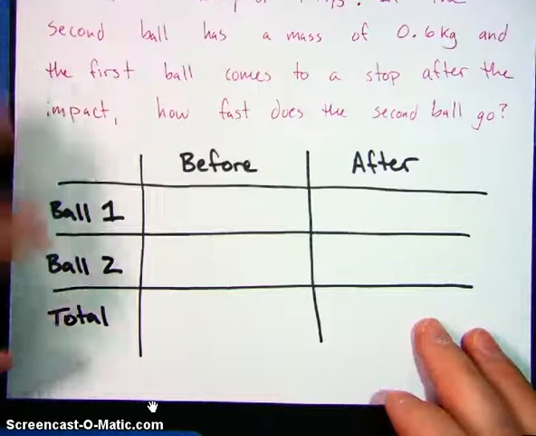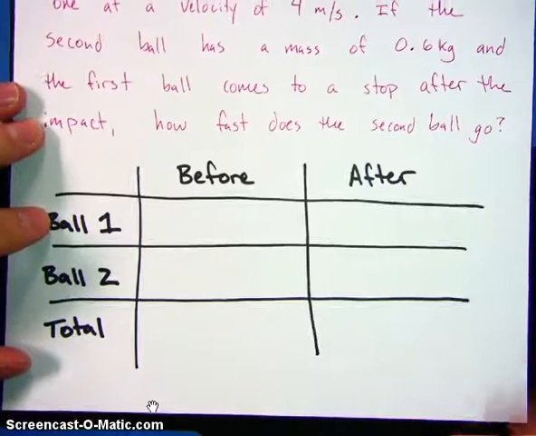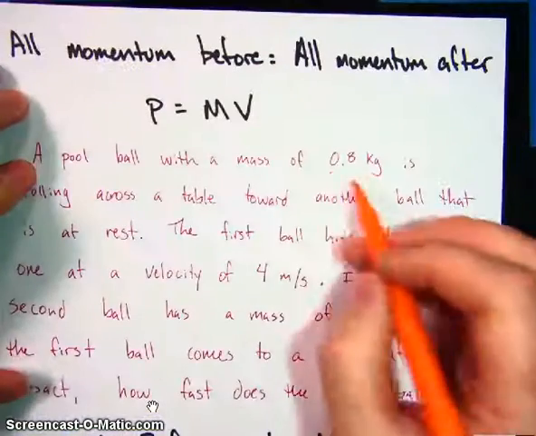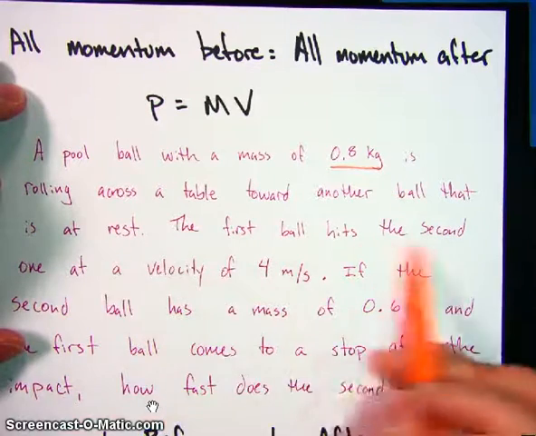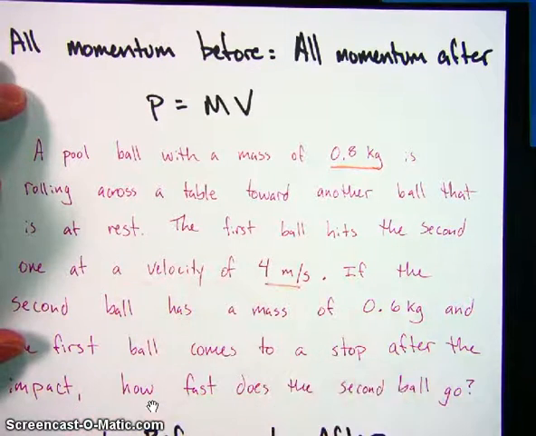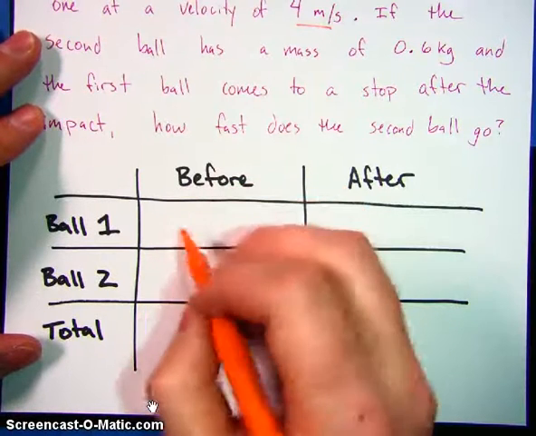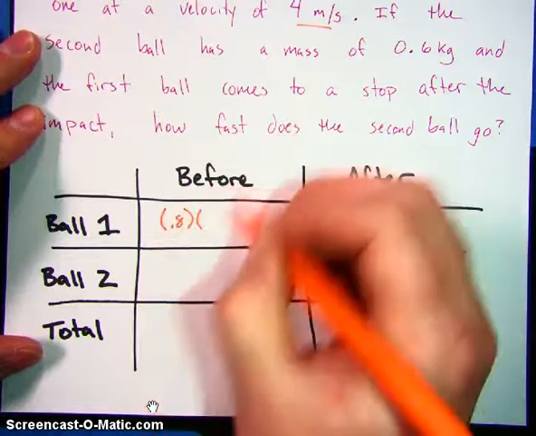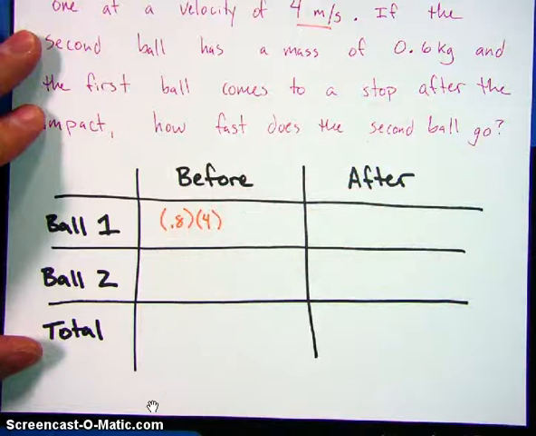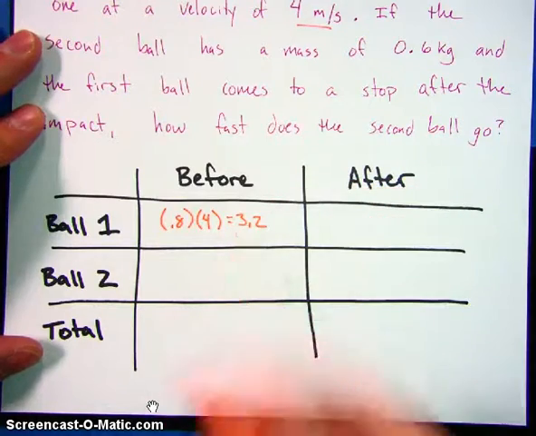So for the before for ball 1, we're going to call ball 1 the pool ball that was rolling to begin with, and it said in the question that it had a mass of 0.8 and is rolling across the table towards another ball at rest. We need to find a velocity. The first ball hits the second one at a velocity of 4. There it is. So we're going to go back down to the before, and it's mass times velocity. Remember, we're solving for momentum in this box. So the mass was 0.8, the velocity was 4, and when you do 0.8 times 4, you get 3.2. Okay, so we found the momentum for the first ball.